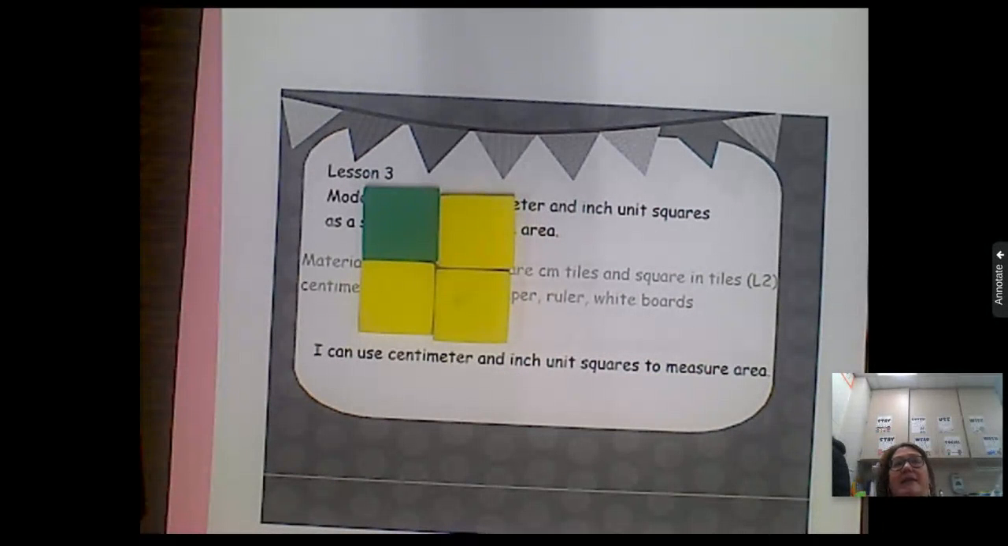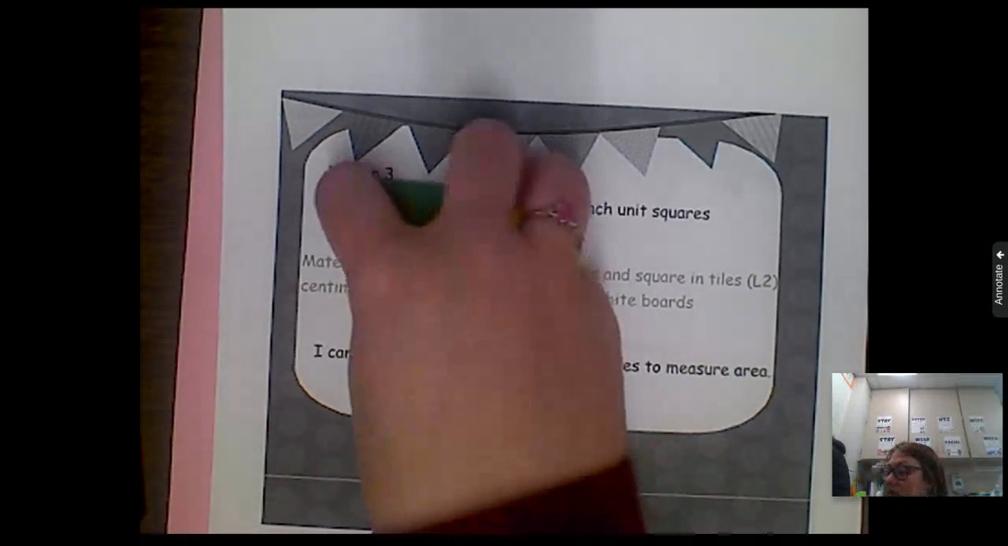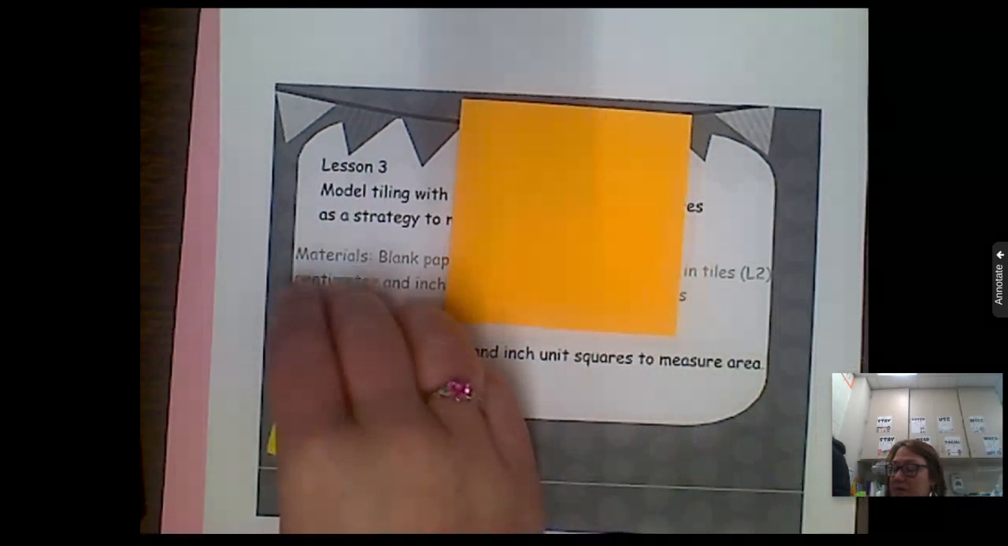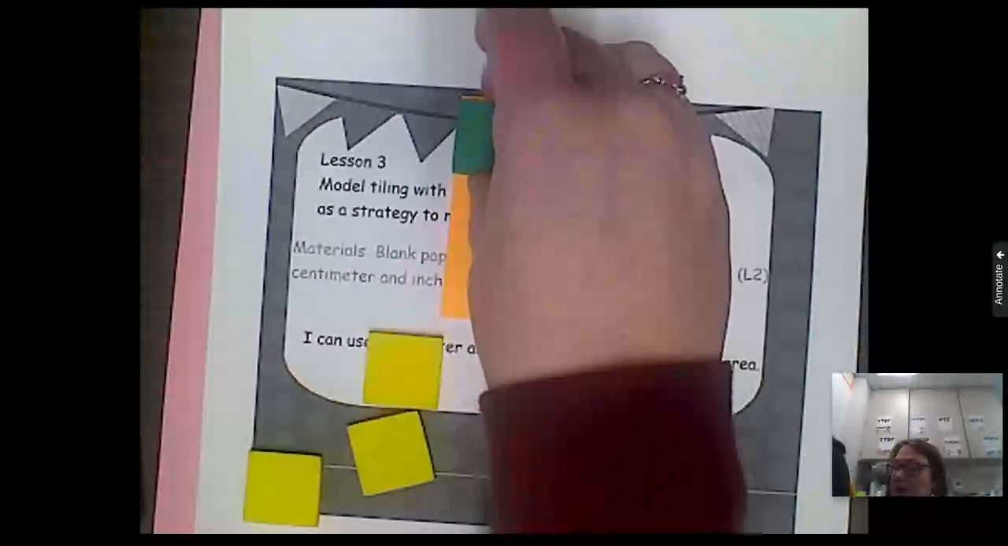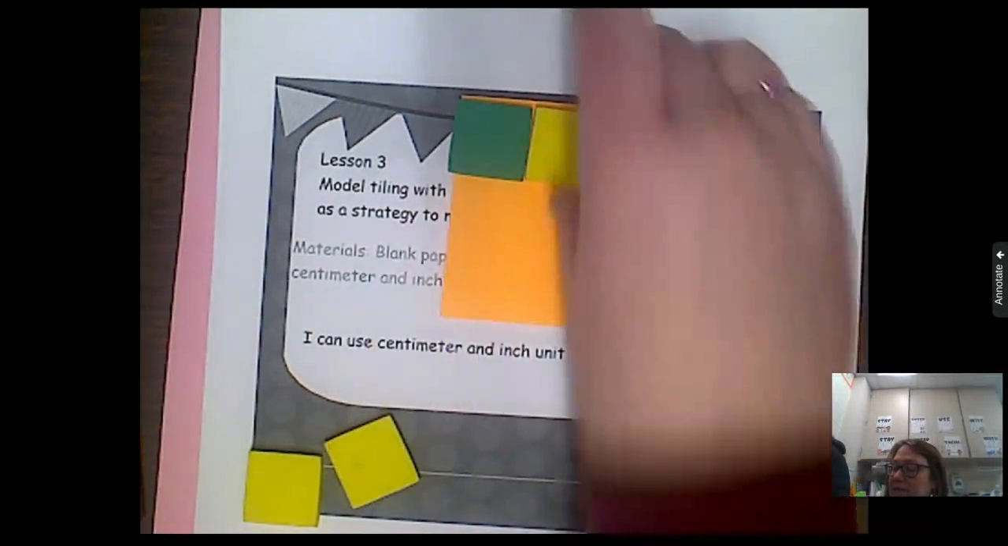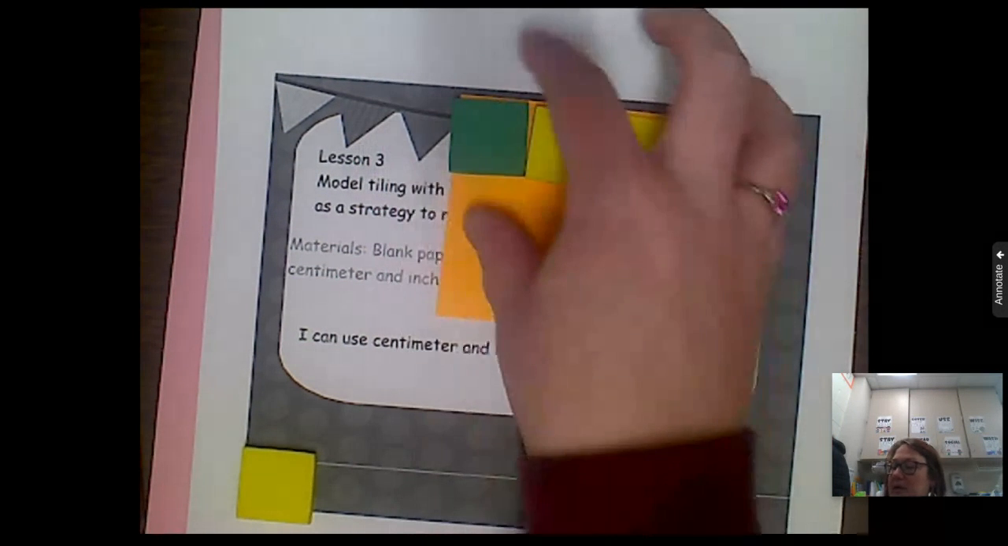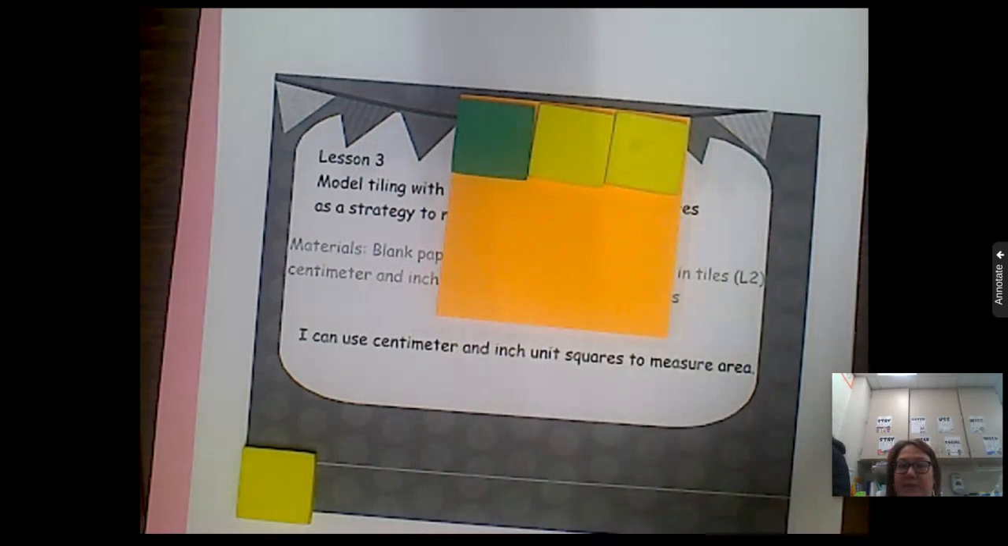Things that we can find the area of. Yesterday we talked about finding the area of small things like this Post-it note. When we filled it all up, it took 9 square inches. These are our square inches, or square units, to fill up this Post-it note.